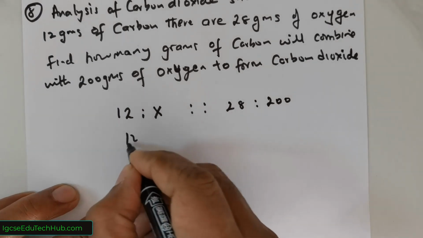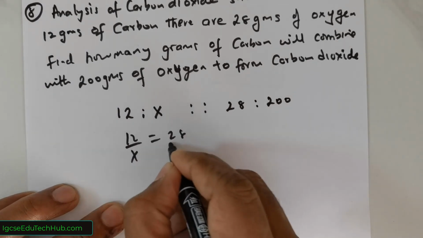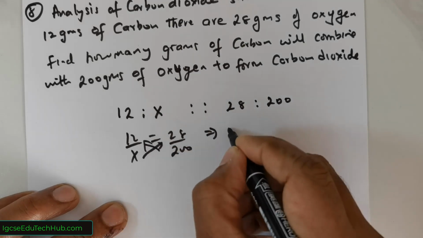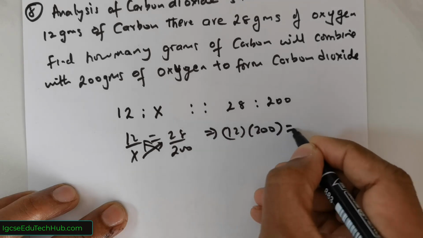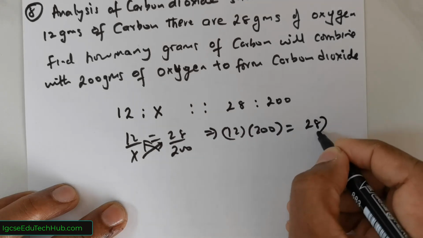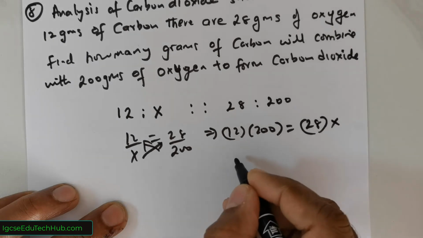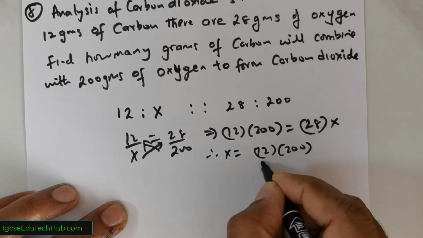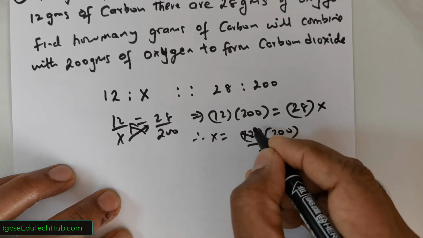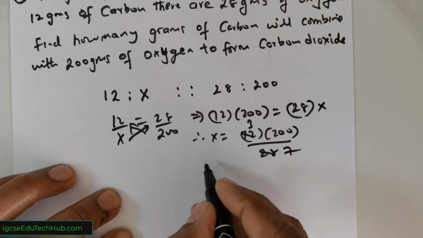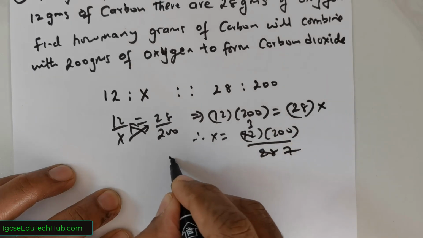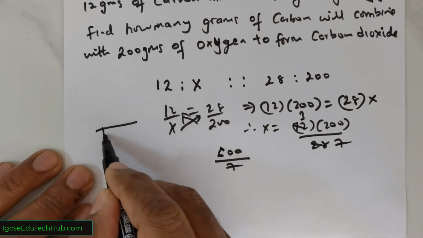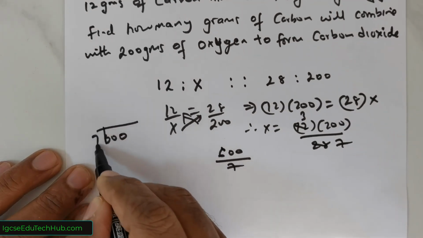Now I'm going to rewrite this as 12 over x is equal to 28 over 200. You cross multiply. This will give you 12 multiplied with 200 is equal to 28 multiplied with x. We need x. So therefore x is rewritten as 12 multiplied with 200 divided by 28. 4 divides here 3 times, 4 divides here 7 times. 3 into 200 will give you 600, and you need to divide by 7. So I'm going to divide 600 by 7.